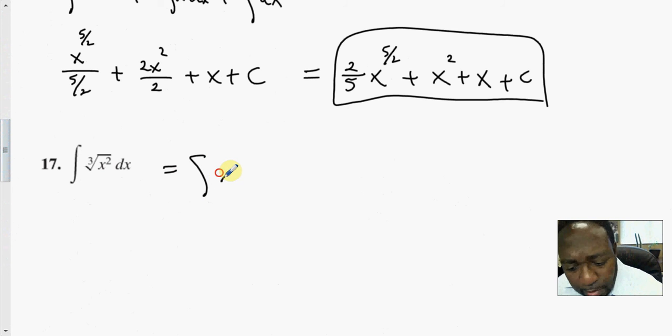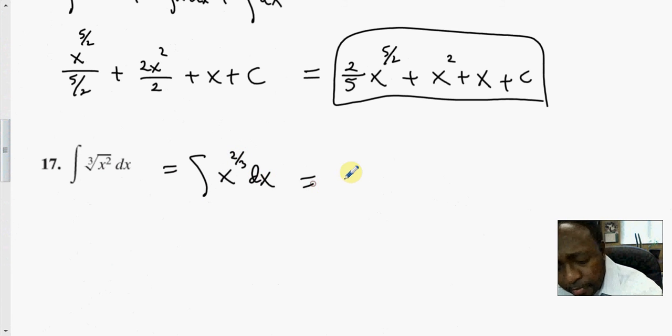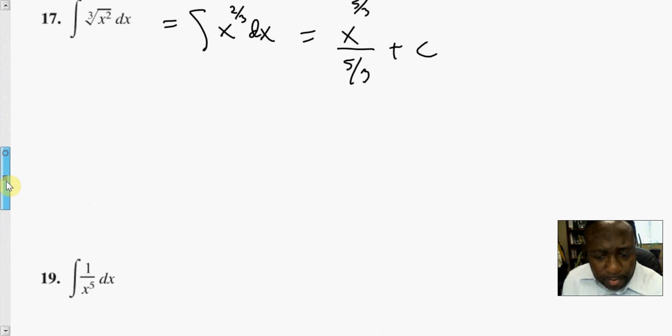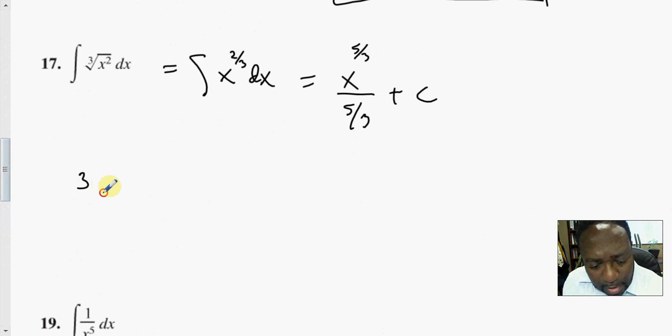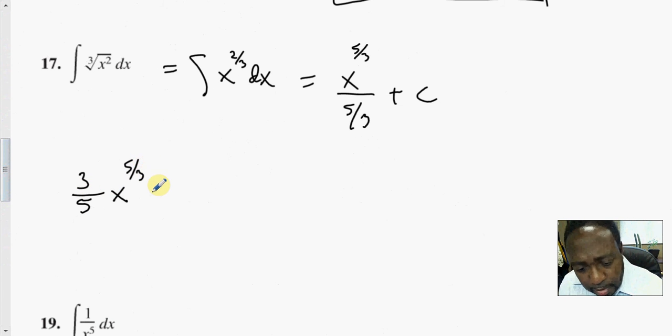This is the integral of x to the 2/3 dx. This is x to the 2/3 plus 1 is 5/3, divided by 5/3, plus a constant. And you can write this as 3/5 times x to the 5/3 plus c.